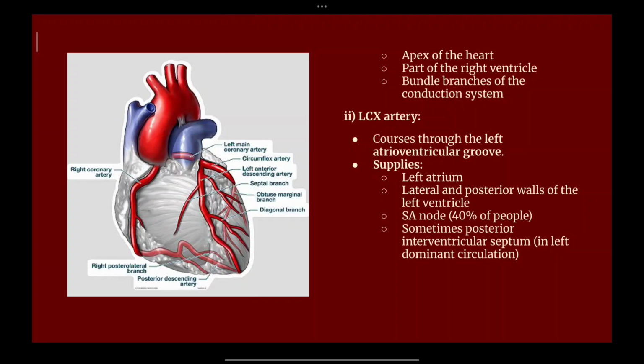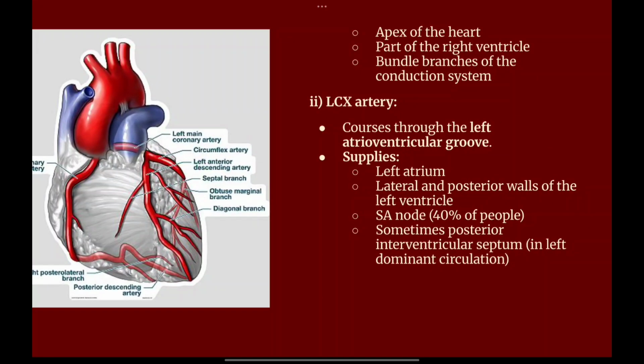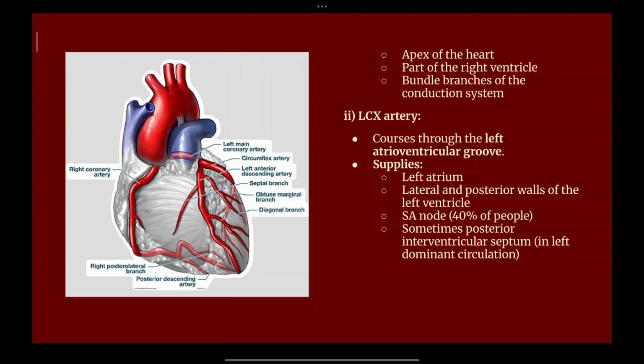Now the left circumflex artery courses through the left atrioventricular groove. The right coronary artery moves in the right atrioventricular groove, and the left circumflex artery moves in the left atrioventricular groove. The blood supply received by the LCX includes the left atrium. Since it moves in the atrioventricular groove, you can see which structures are present in that region: the left atrium, the lateral and posterior walls of the left ventricle, and the sinoatrial node. In about 40% of people the SA node is supplied by the LCX artery, and sometimes the posterior ventricular septum as well in the left dominant circulation. So these are the blood supply regions for the LAD and LCX.